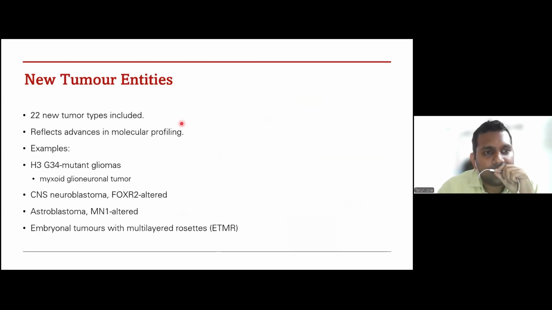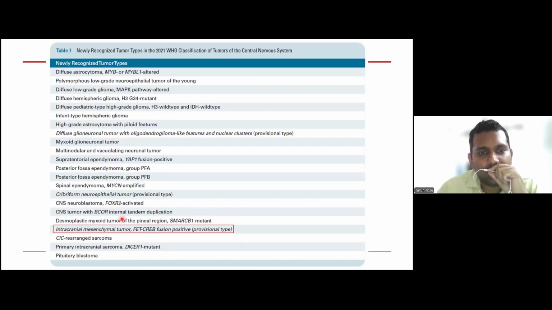So for the new tumor entities, there are 22 new tumor types included, and it is based on the molecular profiling data that is available. Molecular profiling is included because the prognosis is also different when you take molecular profiling into account. So accordingly, there are newer classifications and new subtypes. Astroblastoma is one example. Then one thing that we are seeing more nowadays is intracranial mesenchymal tumor, and we are seeing more of these patients now, after the new WHO classification.